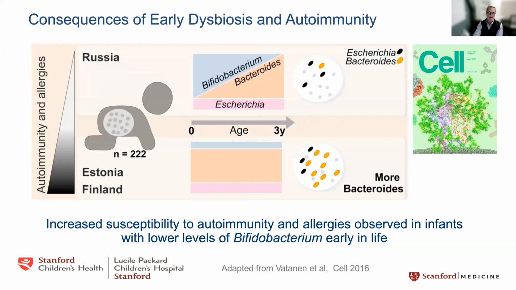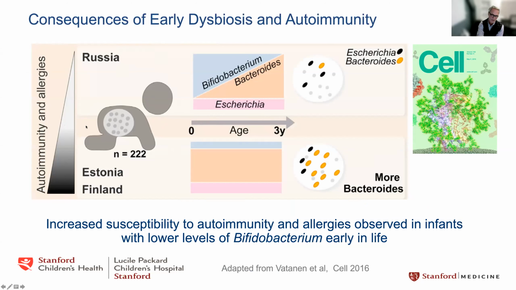Other groups have extended these findings further in work showing that indeed bifidobacterium presence in the breastfed milk baby, versus the Enterobacteriaceae or Bacteroides in this case, is inversely associated with your prevalence or predisposition to autoimmune and allergic diseases.